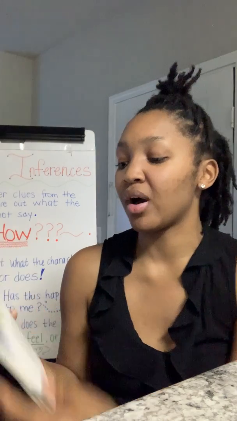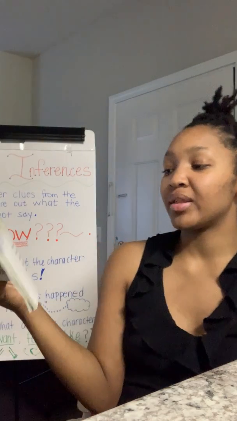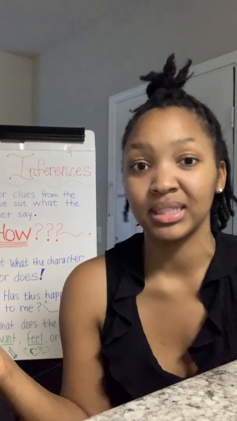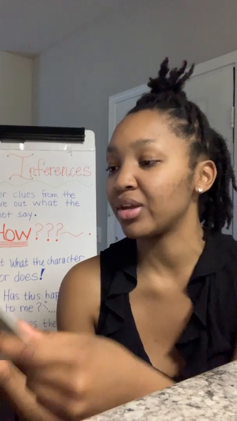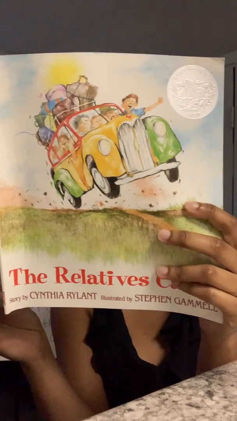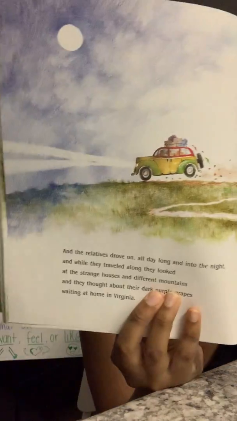And the relatives drove on all day long and into the night. And while they traveled along, they looked at the strange houses and different mountains, and they thought about their dark purple grapes waiting at home in Virginia. But they thought about us, missing them, and they missed us too.